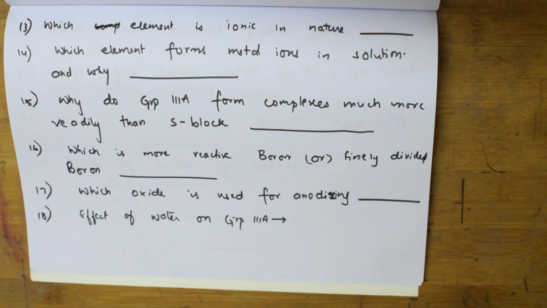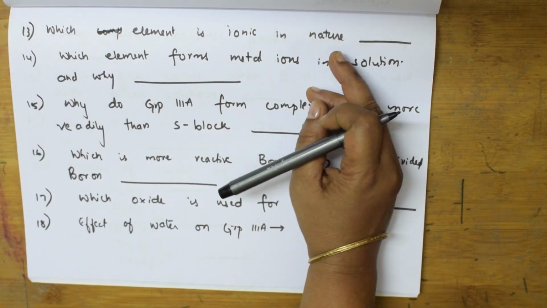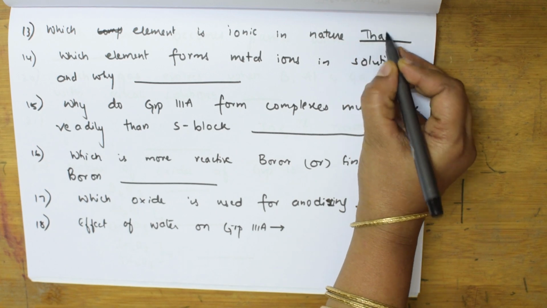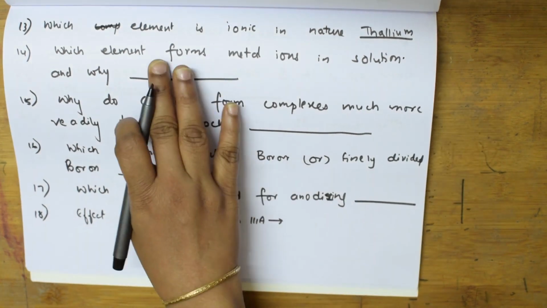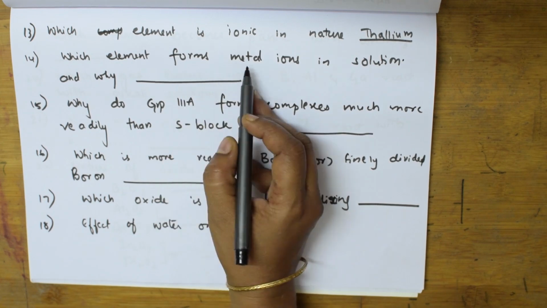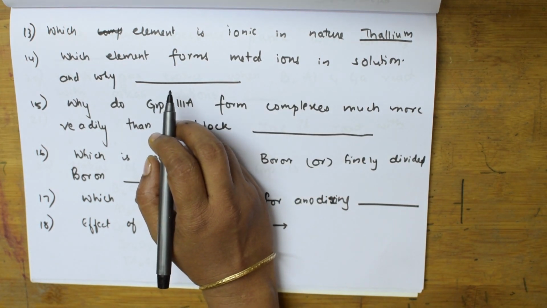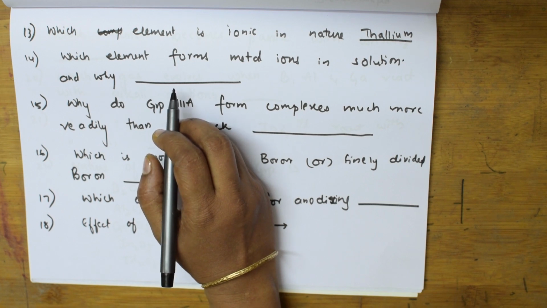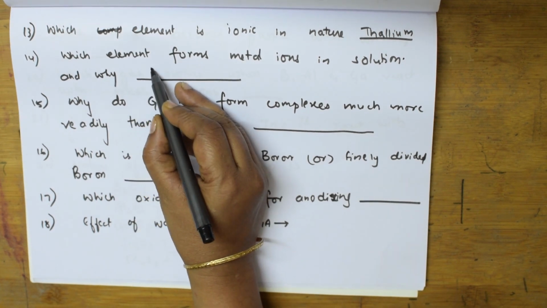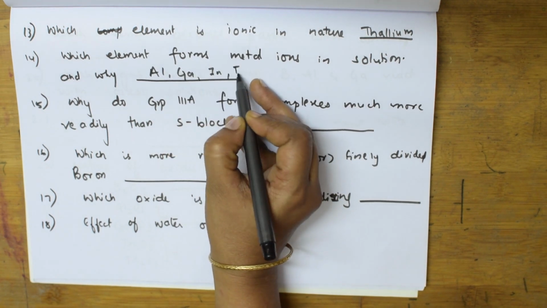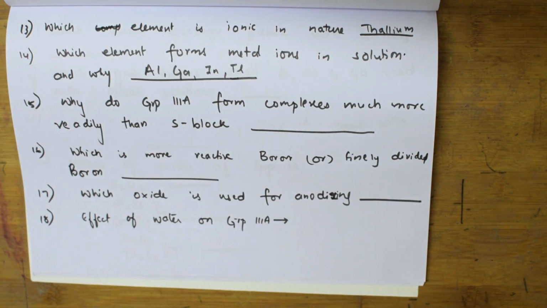We have seen one covalent compound, isn't it, just now? Right. Now let's see which element is ionic in nature in group 13. The element which is ionic in group 13 is thallium. Remember this, students. Next question. Which element forms metal ions in solution and why? Let's see. The elements which form metal ions in solution are aluminium, gallium, indium and thallium. All these form metal ions in solution when you dissolve them.